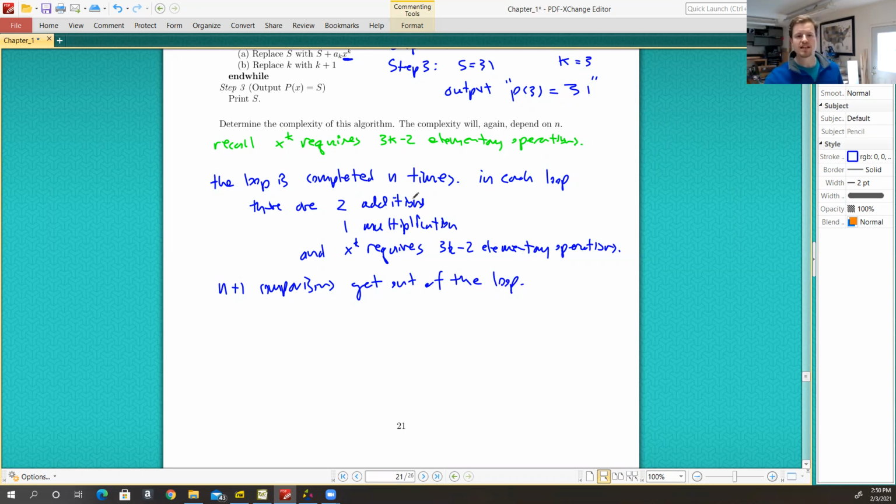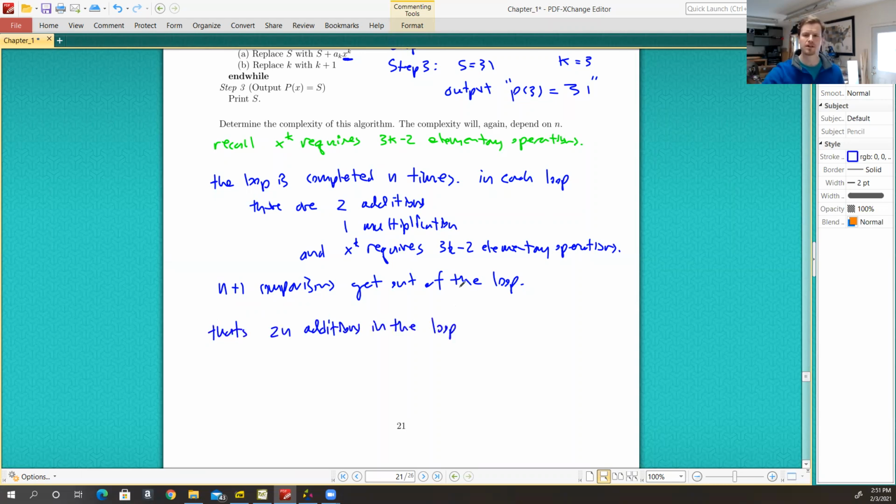So I do each of these things n times. And then I also do n plus 1 comparisons for each time that I execute the loop, and then the one time that it kicks me out. And then there's nothing after step 2. So what does that give us? Well, actually here, let's maybe phrase this a little bit differently. That's 2n additions in the loop.